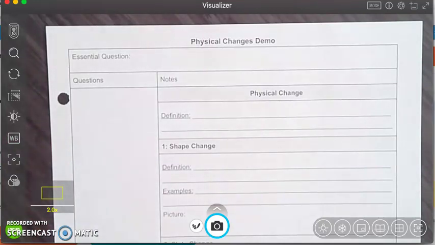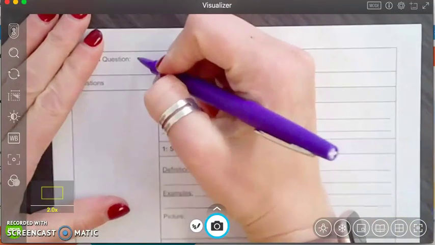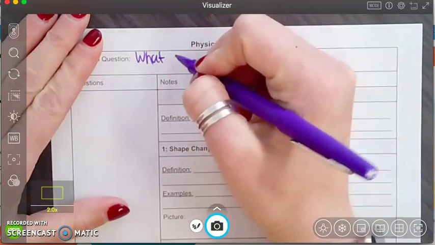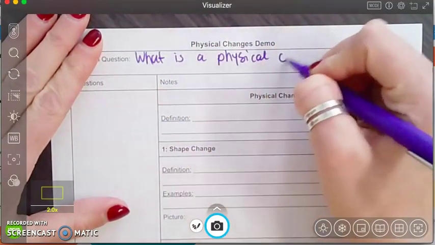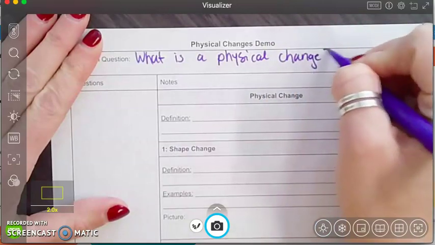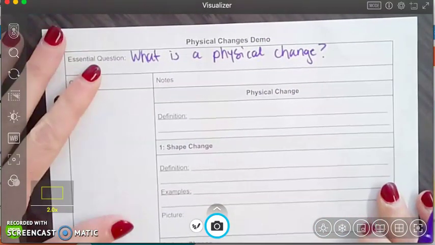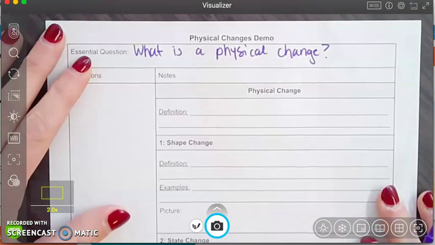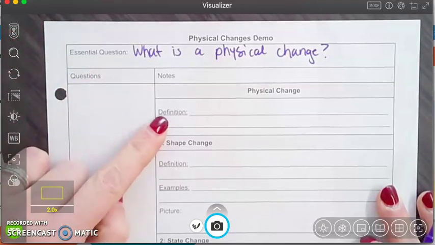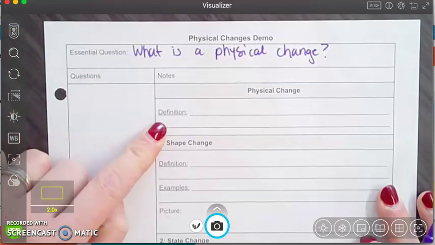So the first thing we need is an essential question. And we need to know, what is a physical change? So if I write, you write. So far, we've learned about our three states of matter, solid, liquid, and gas, and that's going to help us, but it's only going to help us with number 2. So the first thing we need is the definition of a physical change.